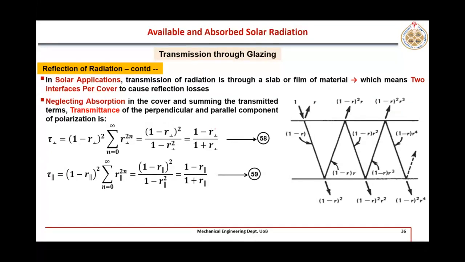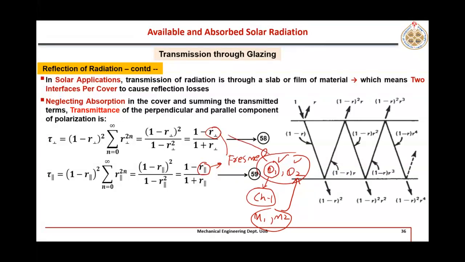So we already saw the equations to calculate these two. They can be calculated from Fresnel correlations, right? And they are actually a function of θ1 and θ2. So θ1 equation from chapter 1 we know. Okay, if we know n1 and n2, we can find out θ2. So once we know θ1 and θ2, we can find out r parallel, reflection parallel, and reflection perpendicular. Once we know these two, we can use these equations to find out now transmitted radiation. This one, this total transmitted, parallel and perpendicular.